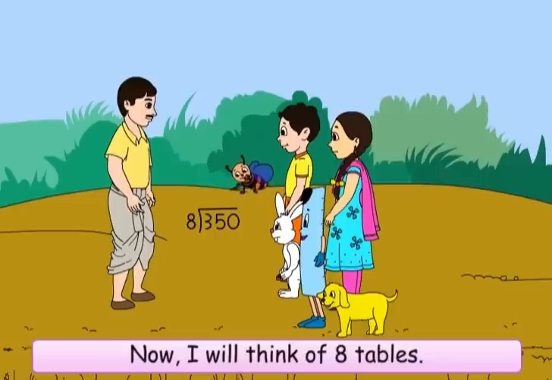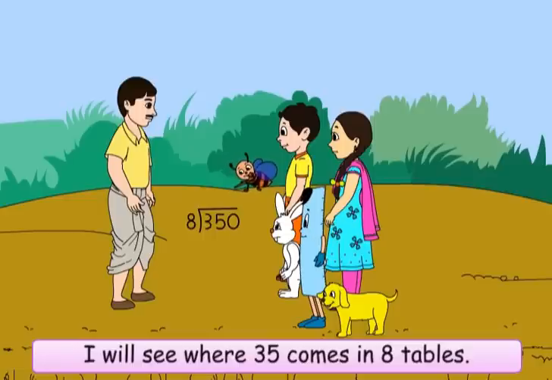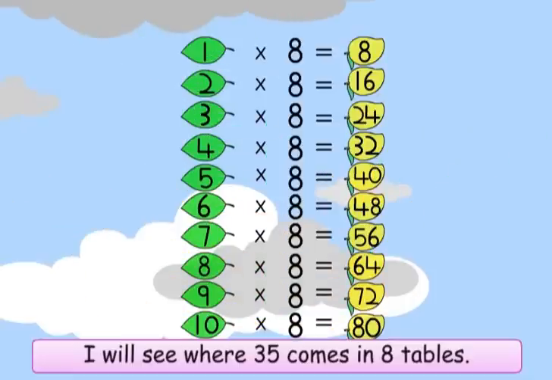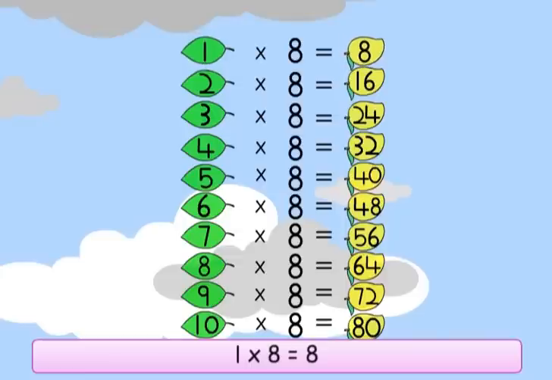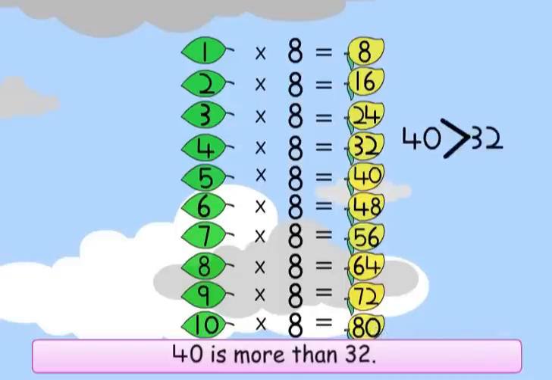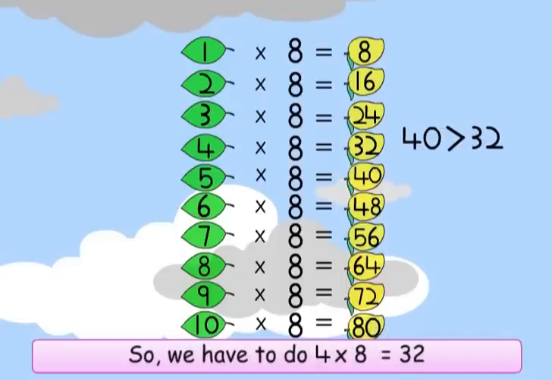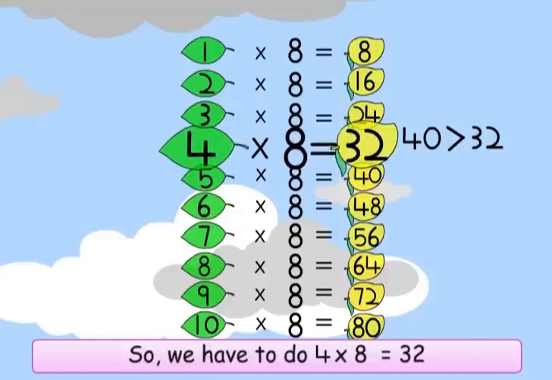Now I will think of 8 tables. I will see where 35 comes in 8 tables. 8 ones are 8. 8 twos are 16. 8 threes are 24. 8 fours are 32. 8 fives are 40. Stop. 40 is more than 32. So we have to do 8 fours are 32.